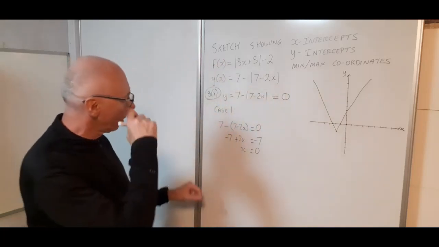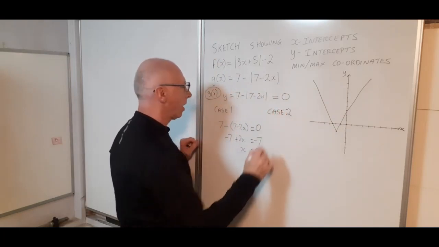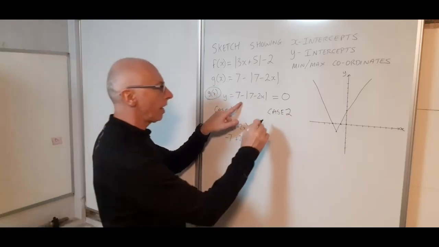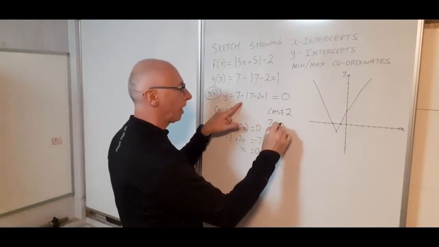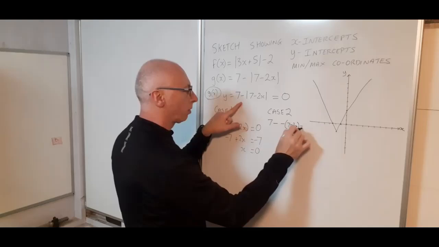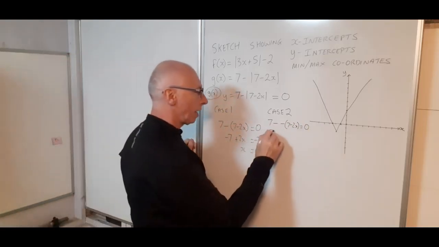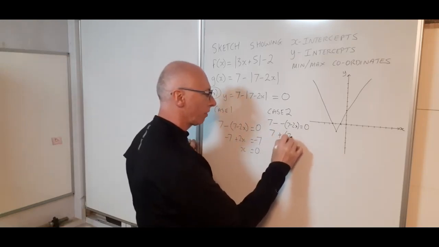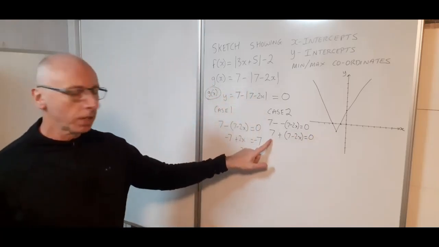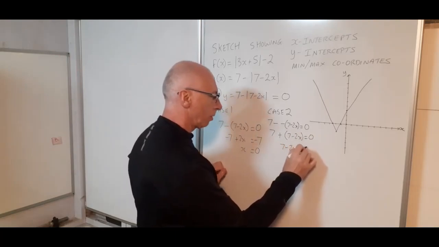Okay, now case 2. Let's have a look at that. That's going to be when I've got a minus multiplied in front of here. So then that would be, just being careful here, 7 minus 7 minus 2x equals 0. So obviously 2 minuses make a plus. So then that becomes 7 plus 7 minus 2x equals 0. Let's go careful here, bring the 7 across. 7 minus 2x equals minus 7.